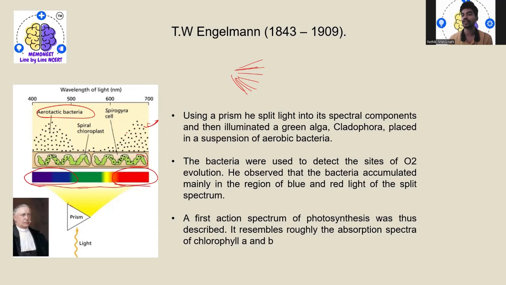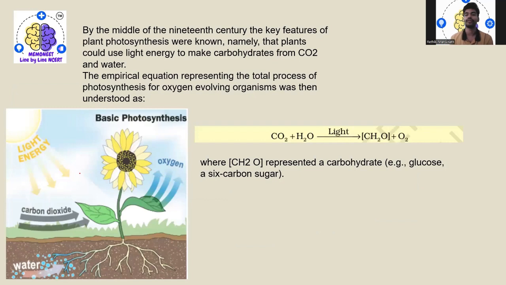It roughly resembles the absorption spectrum of chlorophyll A and B. That's the absorption spectrum of chlorophyll A and B that he tried to explain. In general, he was trying to explain at what spectrum, or at what light, the chlorophyll activity is more, and where exactly the oxygen evolves.